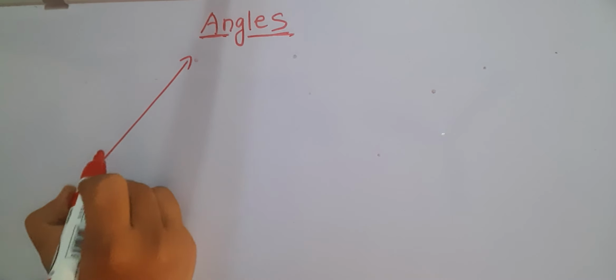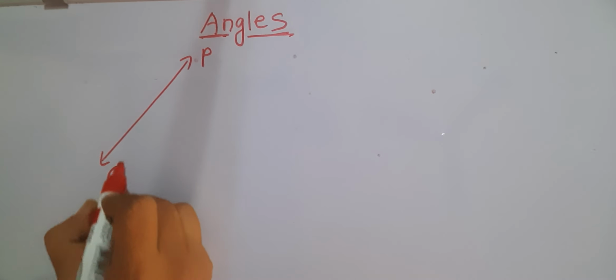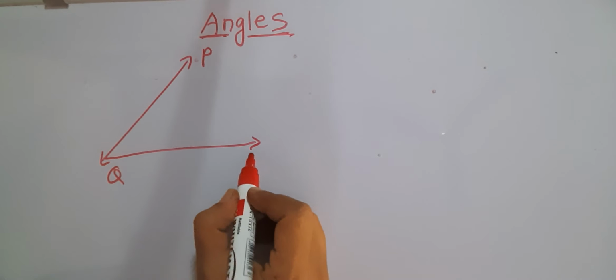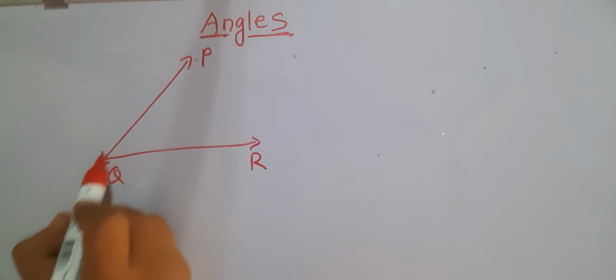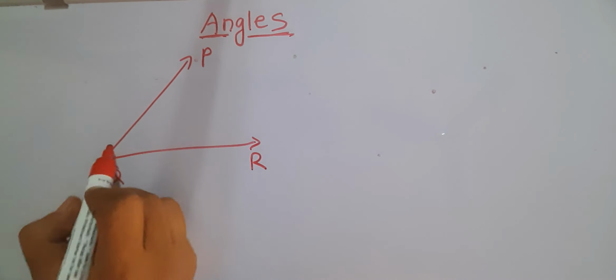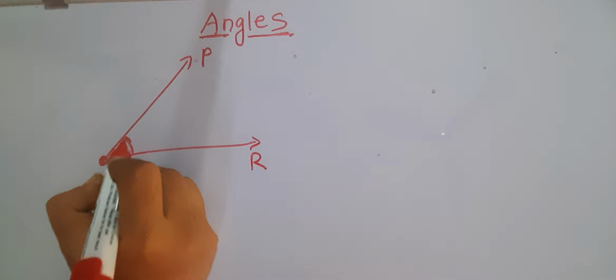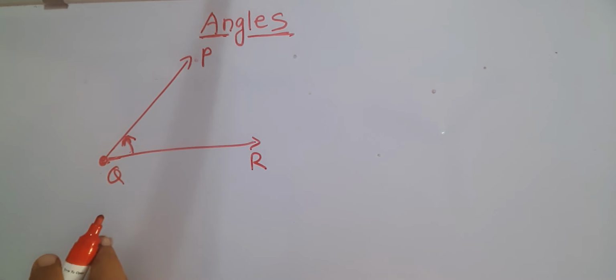What are angles? When two rays or line segments meet at a particular point, then an angle is formed. Suppose we have this line PQ and QR. These two lines are meeting at a particular point. Then we can say that an angle is formed here. This is the way we show an angle.